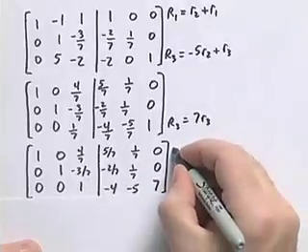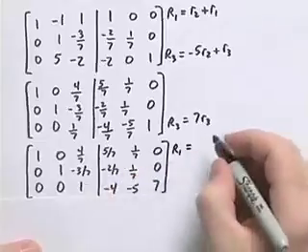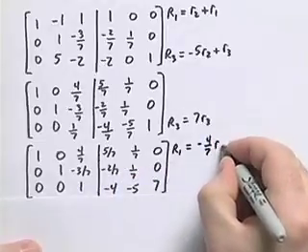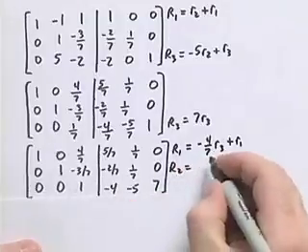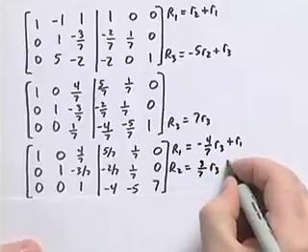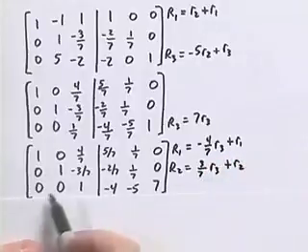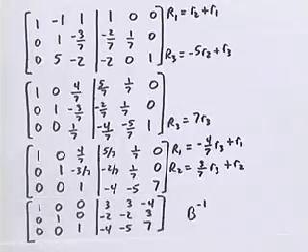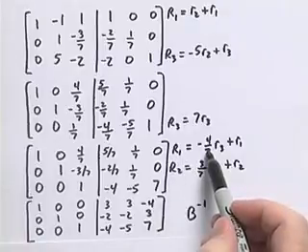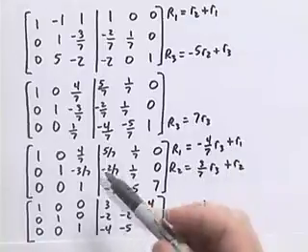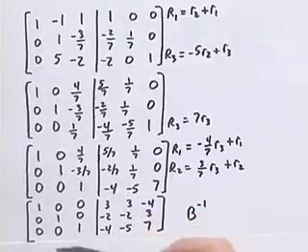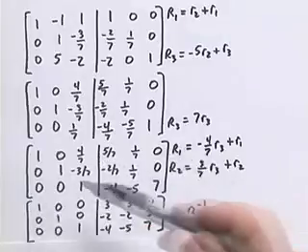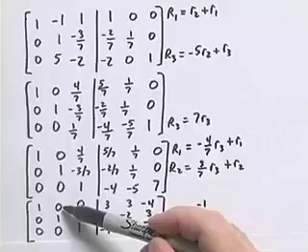To do that, our new row 1 is going to equal negative 4/7 times row 3 plus row 1. Our new row 2 will be 3/7 times row 3 plus row 2. We're not changing our third row, so we're just going to rewrite that. Notice our third row is the same. To get our new row 1, we multiply the third row by negative 4/7, add it to row 1. Negative 4/7 times 0 is 0, plus 1 gives us 1. Negative 4/7 times 0 plus 0 is still 0.